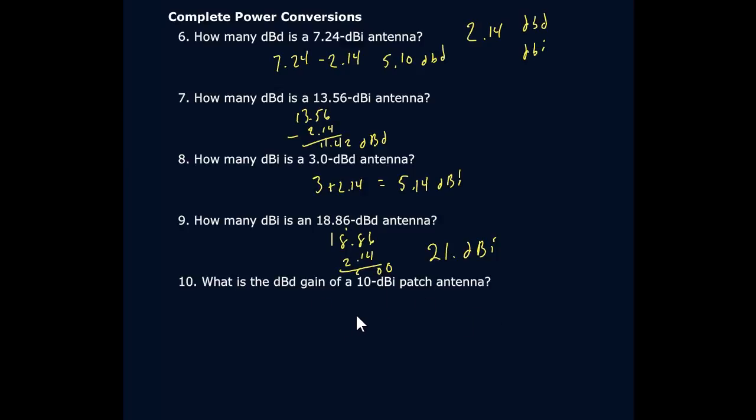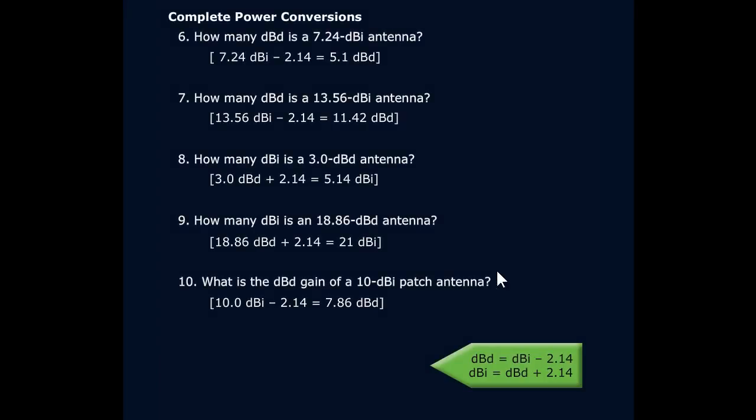And finally, what is the dBd gain of a 10 dBi patch antenna? I've added some additional words here. The process doesn't change though. So as we look at, again, converting from a dBi antenna with a dB decrement, 10 minus 2.14 is going to be 7.86 dBd. All right, so gang, that's how we convert. Let's see it all with the pretty pictures. Here it is. Again, same process. Remember that same table. You're either adding or subtracting that 2.14. That's all there is to it.